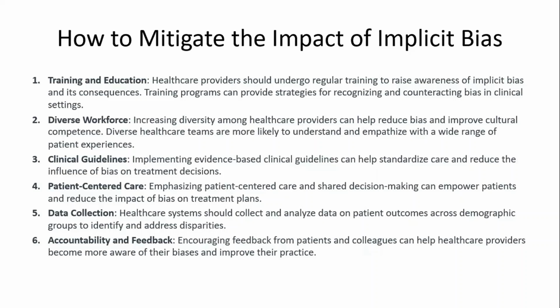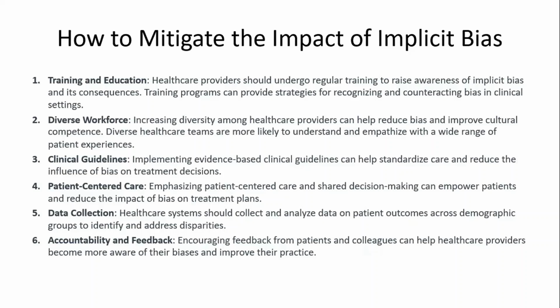Clinical guidelines. Implementation of evidence-based clinical guidelines helps standardize care and reduce the influence of bias on treatment decisions. Everybody gets the same care everywhere. Patient-centered care, making sure that patient-centered care and shared decision-making is implemented so that the patient has the power to be involved in the decision-making. That can help to reduce the impact of bias.